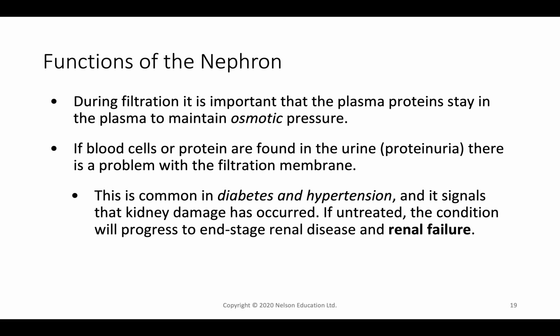Okay, so if we find that in the urine we have protein or blood cells, so we're always supposed to pick up our blood cells, our protein, and our sugars. If we have blood cells or protein, that's called proteinuria, and that means that there's something going wrong in your filtration mechanism. This is an early sign of things like diabetes or hypertension or kidney damage, and if this ends up untreated, with dialysis etc., the condition can progress until we end up in full-on renal failure.